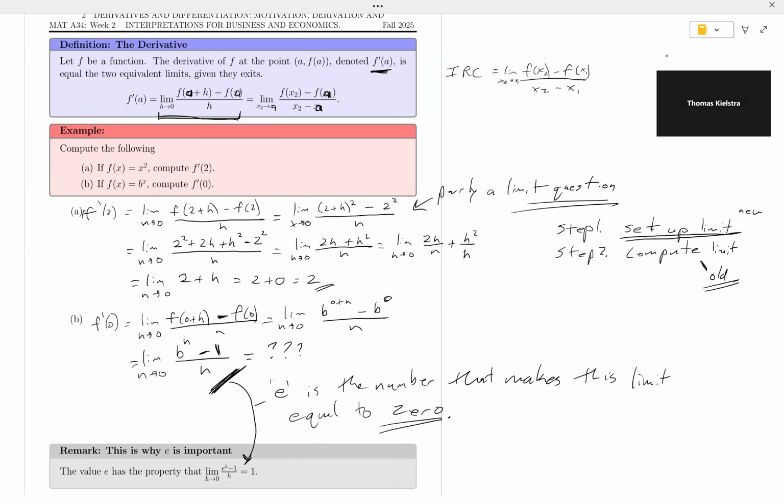We know e to the x, but for b to the x, we don't know what that limit is going to be. At this point, we're still a little bit confused. We'll learn more about how to do that shortly, but I just wanted to mention that the one that we know how to do is e to the x.